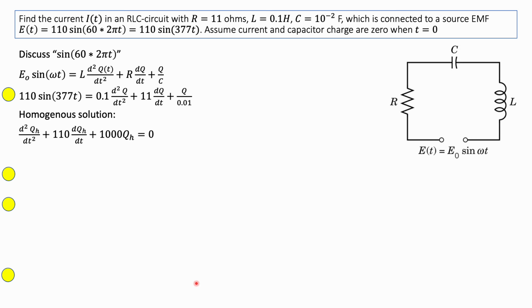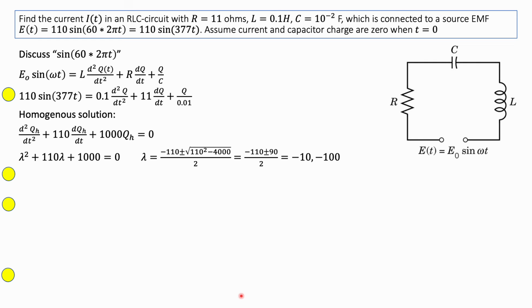The homogeneous solution, and what I've done is divided through by 0.1. So 11 becomes 110, and 1 over 0.01 divided by 0.1 becomes 1000. For the homogeneous solution, the right hand side is set to 0. And the solution is you find q equals e to the lambda t, and write the characteristic equation, lambda squared. Find lambda. Lambda is minus 10 and minus 100. So the solution Q is A e to the lambda 1 t plus B e to the lambda 2 t.